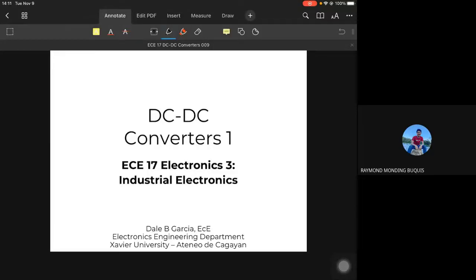All right, for this afternoon, this is our topic, DC to DC converters. Under this topic, we already mentioned in the first week the types of DC converters: the buck converter, boost converter, buck-boost converter, and Cuk converter. Okay. So for this afternoon, we'll start with the buck and the boost converters only.